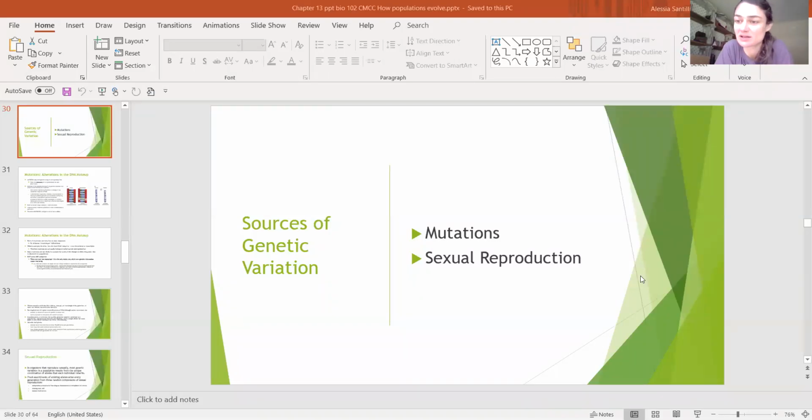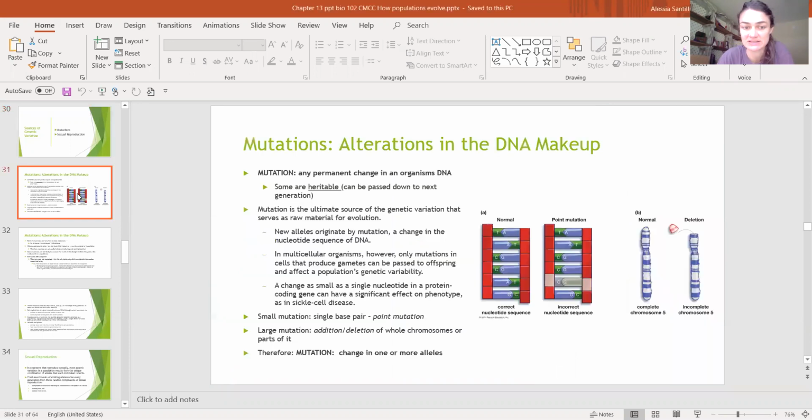Okay, so we're going to be continuing with chapter 13, and we're going to go over the sources of this genetic variation, right? So how evolution and adaptations actually come about. So basically the two responses are mutations and sexual reproduction, and we're going to go into each one in a little bit more detail now.